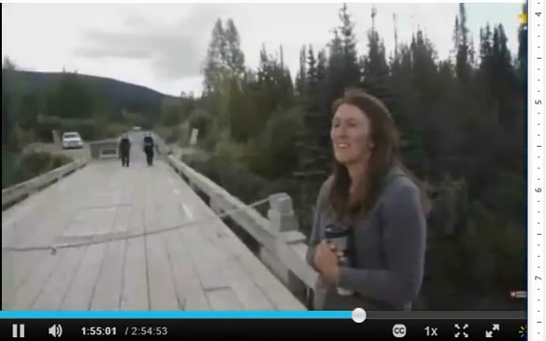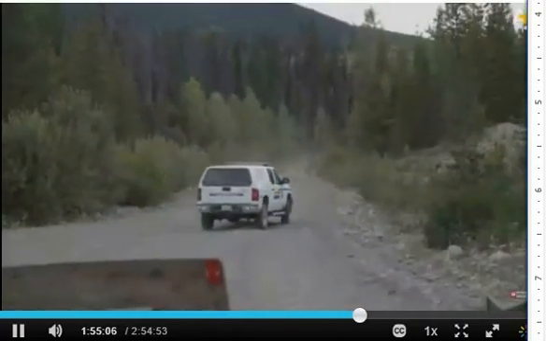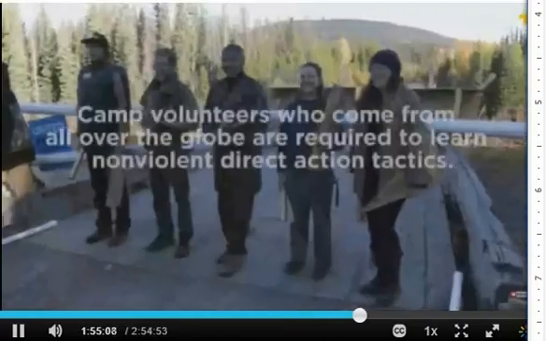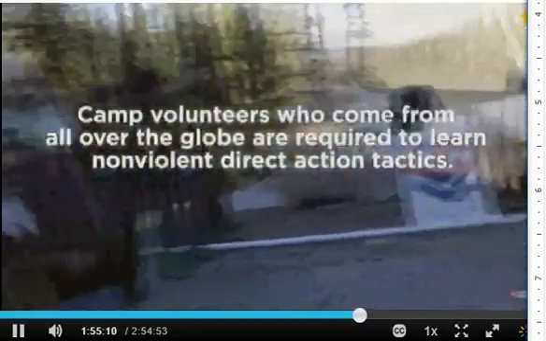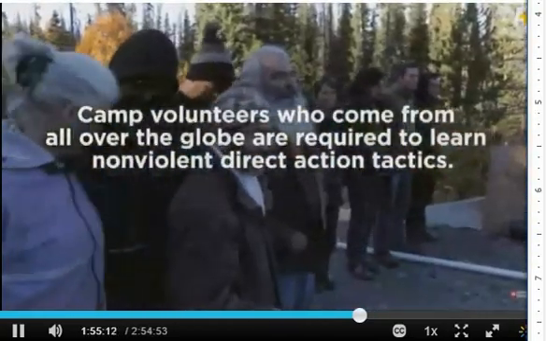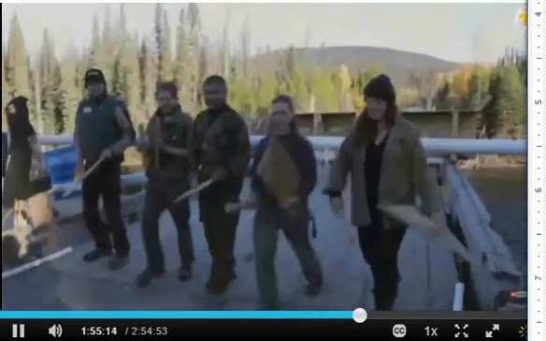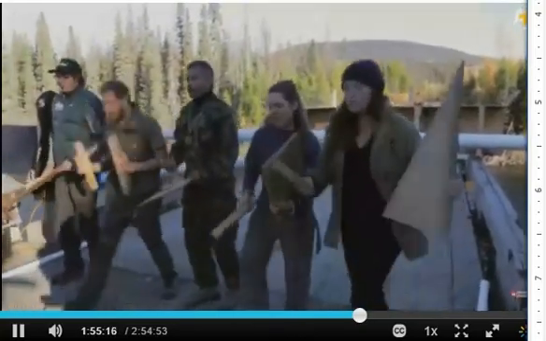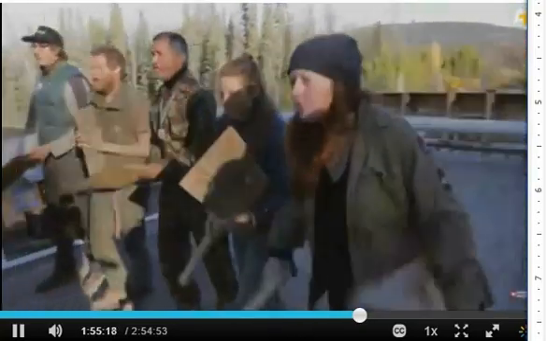So they basically threatened anybody that tries to stop them from freely walking in is going to get arrested. Move! Move! Move!